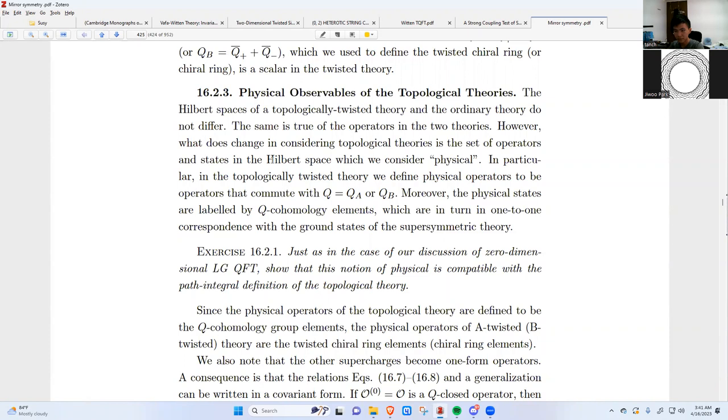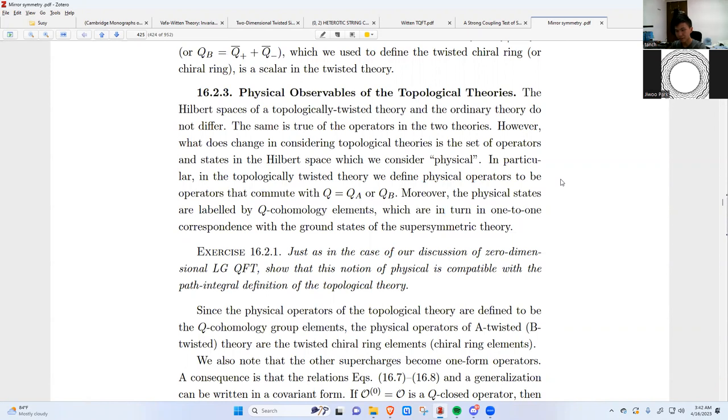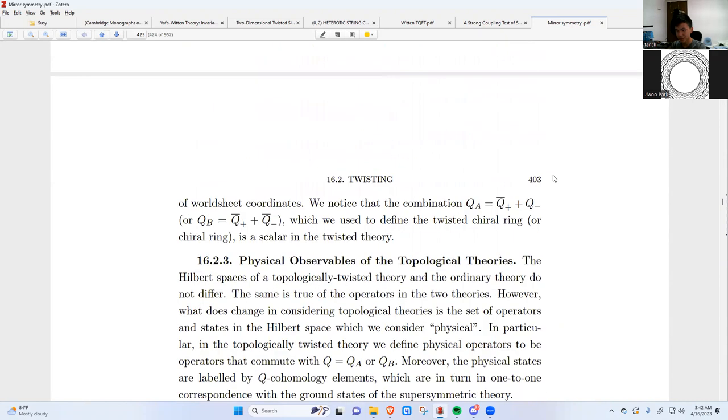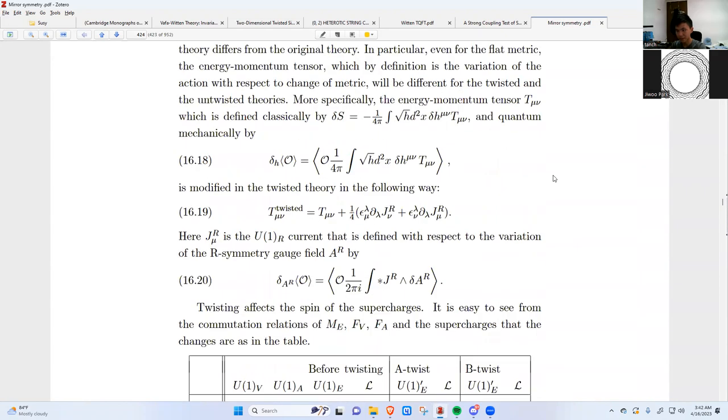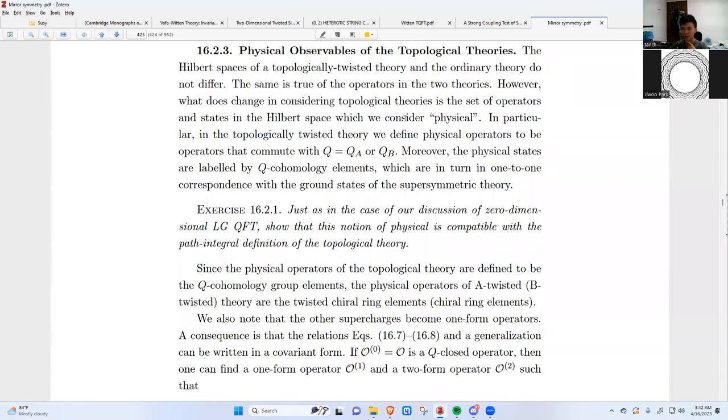So, define physical operators. This is also related to BRST supersymmetry or something. I think the QAs and the QBs, they commute. They square to zero or something. So there is something we do with BRST. Wait, could you go back to that page again? Sure. Yeah, let's see. It seems that nothing changes. What changes is the set of operators and states in the Hilbert space which we consider to be physical.